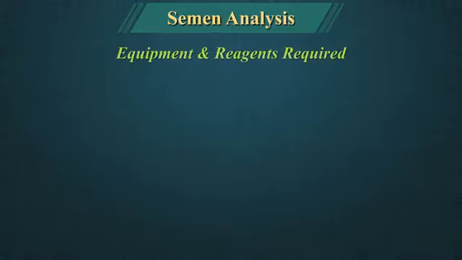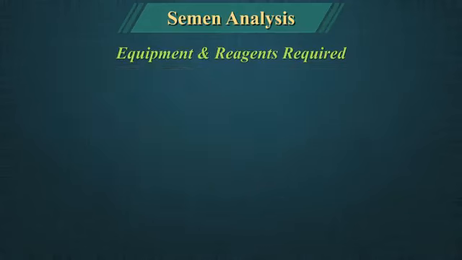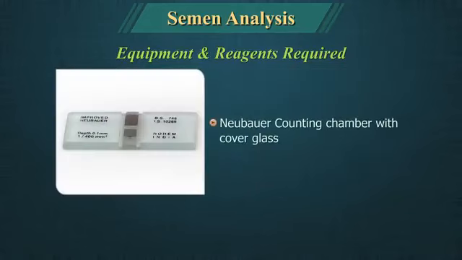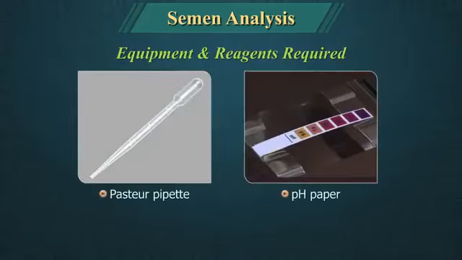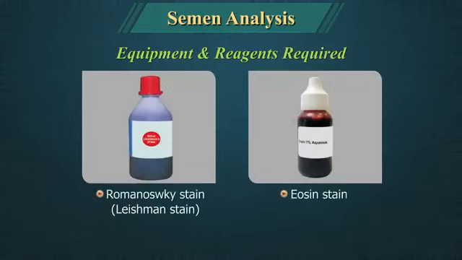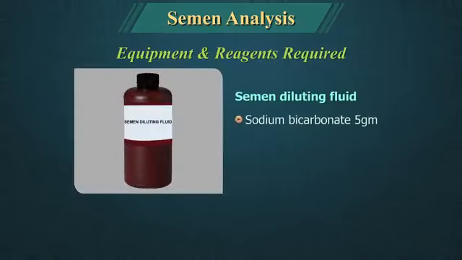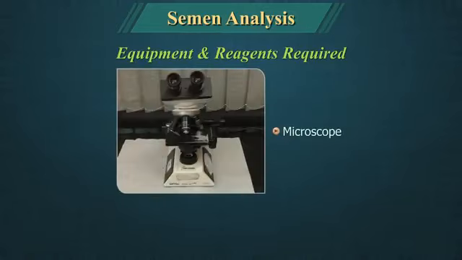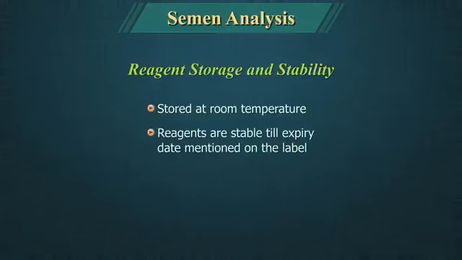Equipment and reagents required for semen analysis: glass slides, cover glass, Newbauer's counting chamber with cover glass, micropipettes with microtips, Pasteur's pipette, pH paper, Leishman stain, eosin stain, semen diluting fluid which contains sodium bicarbonate, formalin, neutral, and distilled water, microscope. Reagent storage and stability. Reagents are to be stored at room temperature. The reagents are stable till expiry date mentioned on the label.